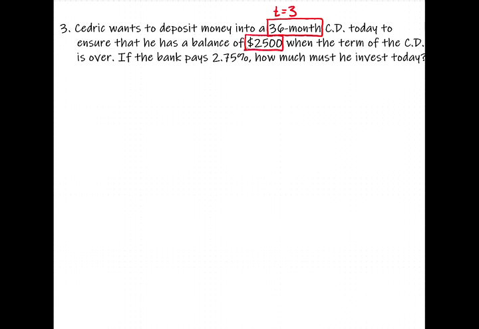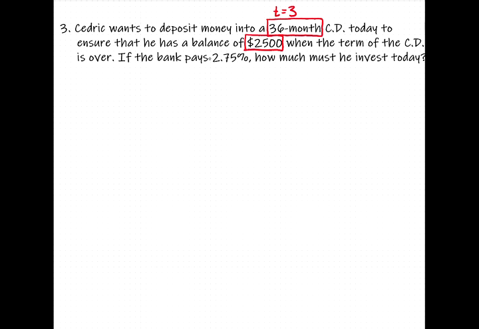CD stands for Certificate of Deposit. It's basically a savings account. The difference between a regular savings account and a CD is that a CD pays you a higher interest rate. So you make more money with a CD, but that money is locked in for the entire term. In this case, it's a 36-month or 3-year CD. You deposit your money today, you can't touch it for 3 years, and because you can't touch it, you earn a higher interest rate than in a regular savings account.